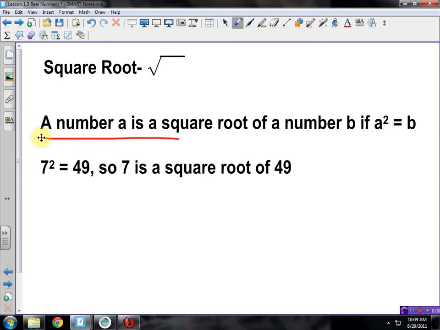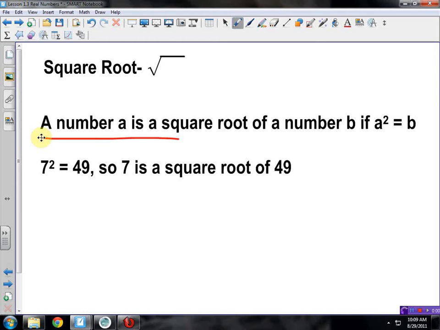This is what the book says a square root is: a number a is the square root of a number b if a squared is equal to b. Right? Does this hold much meaning for you guys? No. Right? It might, if you like that. For most of you, I'm going to say probably not.